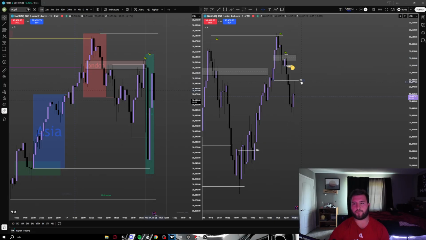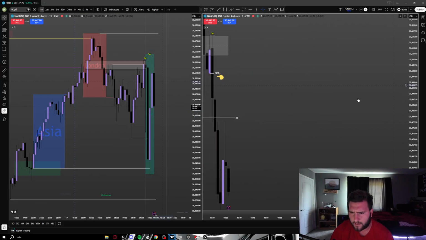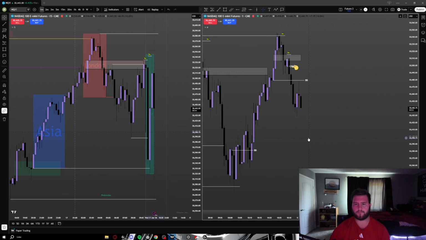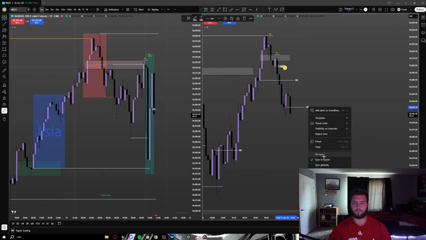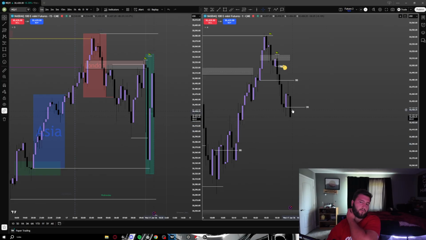Got entry in the breaker. Okay, retrace to the breaker. Okay, boom. Then we're good. Do we tap that? Nope, we didn't tap that. I'd love for us to close below here, because that completely validates where I want us to go. We tapped OTE, retraced, didn't even tap the breaker, and close below.